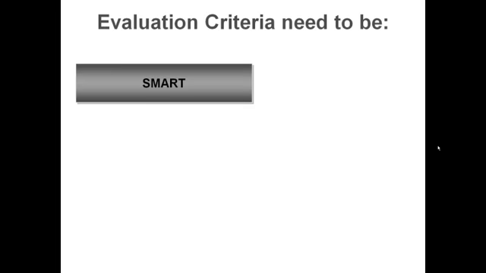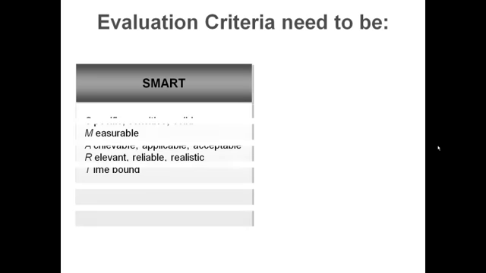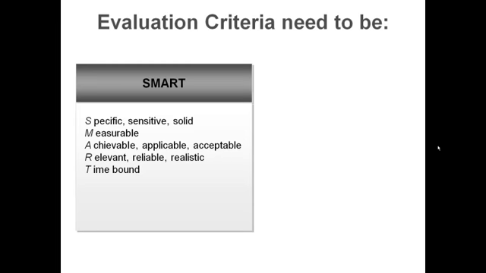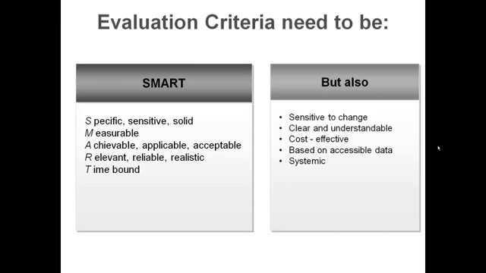The evaluation criteria, I think you are quite familiar with that. Often evaluation criteria and indicators should be SMART: specific, measurable, applicable, relevant, and time-bound. Furthermore, sensitive to change, really being able to measure and capture the change. Clear and understandable, of course, by everybody. Cost-effective, so that we really can gather and obtain those data quickly. And of course, data should be there.